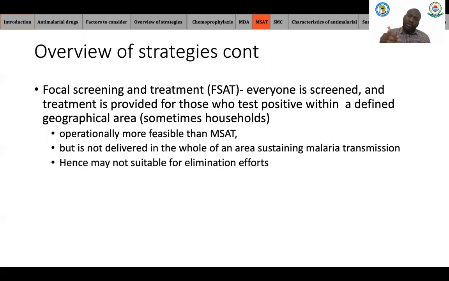This is another factor that is important to consider. In areas where there is very low transmission, there are pockets of high transmission, and these pockets are sometimes far apart. And the more you look into granular details geographically, you will see the hot areas where malaria is really ongoing, maybe within a span of 2, 3, 4 square kilometers, than other places. So this focal screening and treatment might not be suitable for elimination efforts, because you might be missing these other hotspots of transmission.